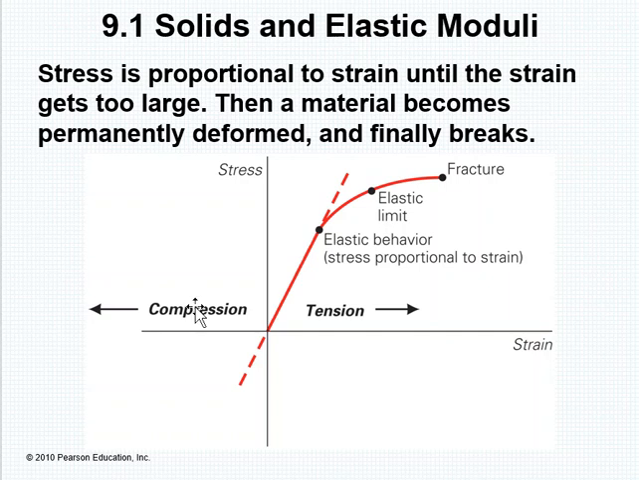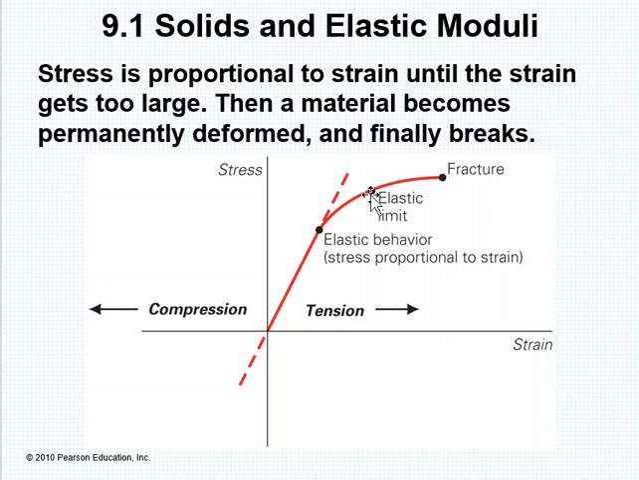Some of you guys have seen this same curve here in POE. Stress is proportional to strain until the strain gets too large. Then a material becomes permanently deformed and finally breaks. So what we see here is as the stress is increased, it starts to stretch, and that's why we call this the strain. At some point, the material starts to give up and become weak and give way. It means it's starting to stretch faster and faster, and it doesn't take as much stress to cause that strain.